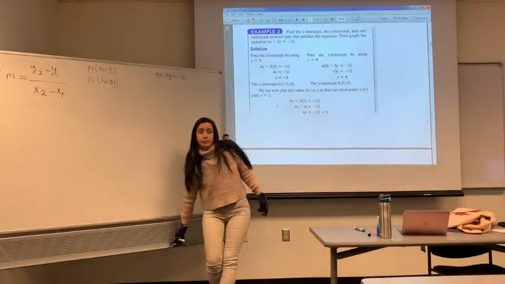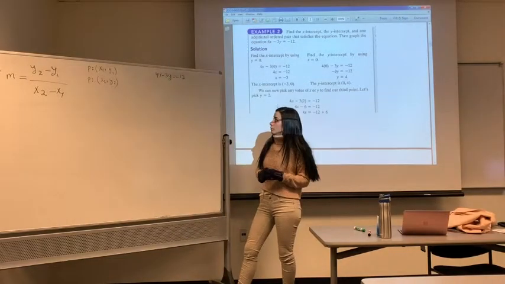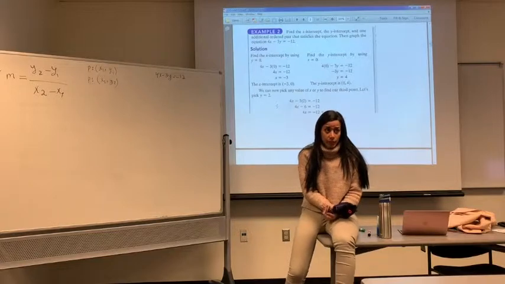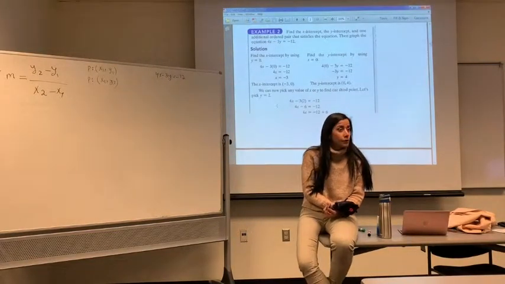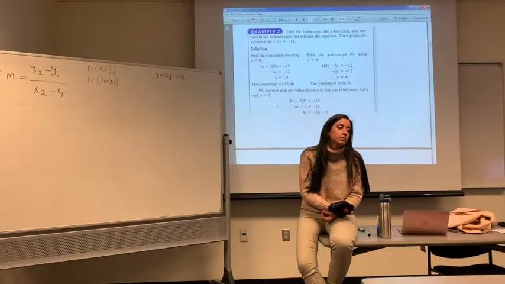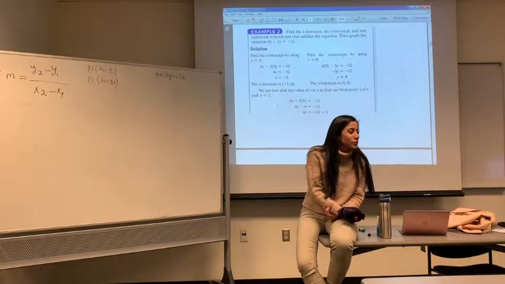What do I need? Subtract 4x from both sides of the equation. Yeah, but what is the first thing I need to find the slope? You find 2 points here. Find what? 2 points, okay? Find any random points, 2 of them for me.